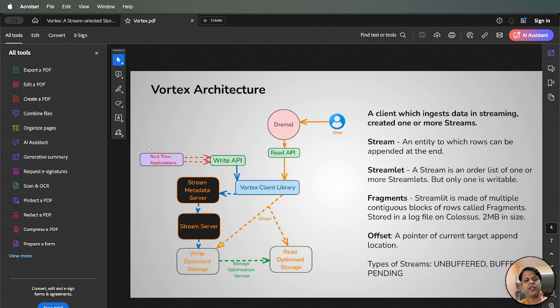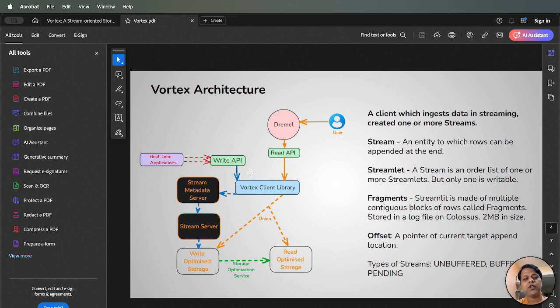So let's say an application client or a user is trying to perform real-time ingestion into BigQuery. They would use the write API to ingest the data in real time. That API is part of the Vortex client library, which again has both write and read APIs. We will look at the read API in a bit.